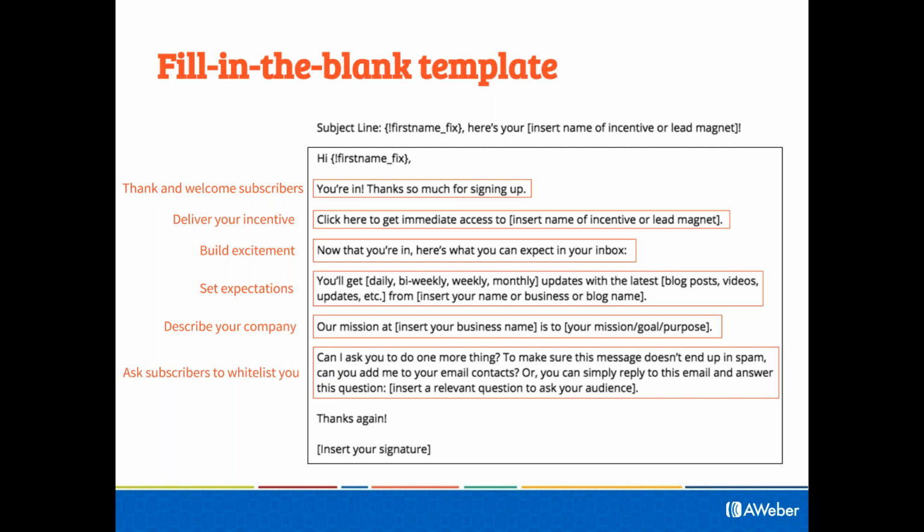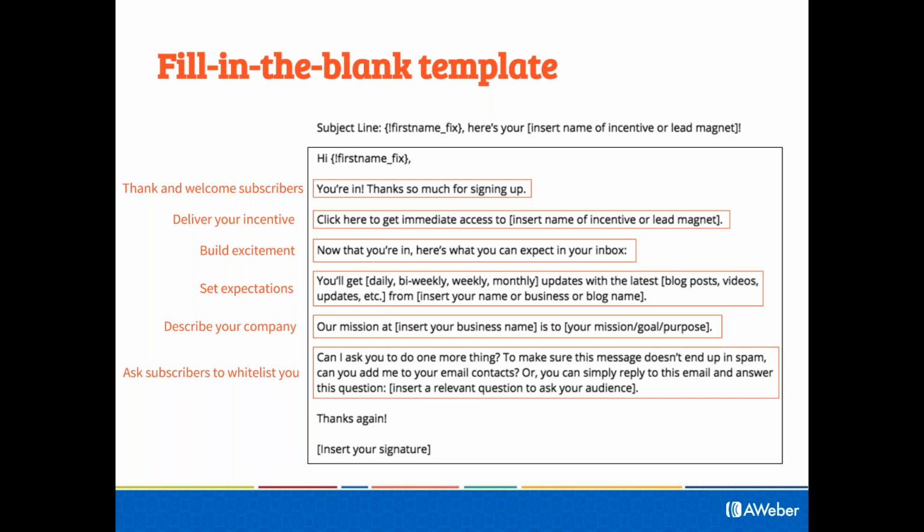So if you're emailing weekly, you'll put in that bracketed section, "you'll get weekly updates with the latest." And then in that bracketed section, you're going to insert whatever content you send people. So if you're a vlogger and you want to send them vlogs, you would say "with the latest vlogs," and then you'd insert your company name in that last bracket. In this next section, you'll describe your company, and in the bracketed section, insert your business name and your mission, goal, or purpose.